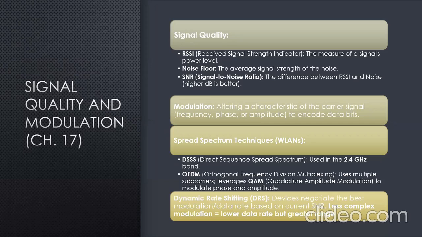And we have spread spectrum techniques: DSSS, direct sequence spread spectrum, which is used in the 2.4 gigahertz band. And we have OFDM, orthogonal frequency division multiplexing, which uses multiple subcarriers and leverages QAM, quadrature amplitude modulation, to modulate phase and amplitude. And we have dynamic rate shifting, DRS, where devices negotiate the best modulation and data rate based on the current SNR, signal-to-noise ratio, where less complex modulation means lower data rate but greater range.